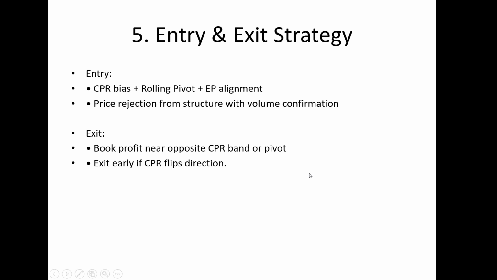So for entry and exit strategy, you can use CPR bias plus rolling pivot plus EP alignment. All three combined will give you a very powerful entry. Price rejection from the structure with volume confirmation, you get entry, you are entering it. That's what I showed you in the previous slide.